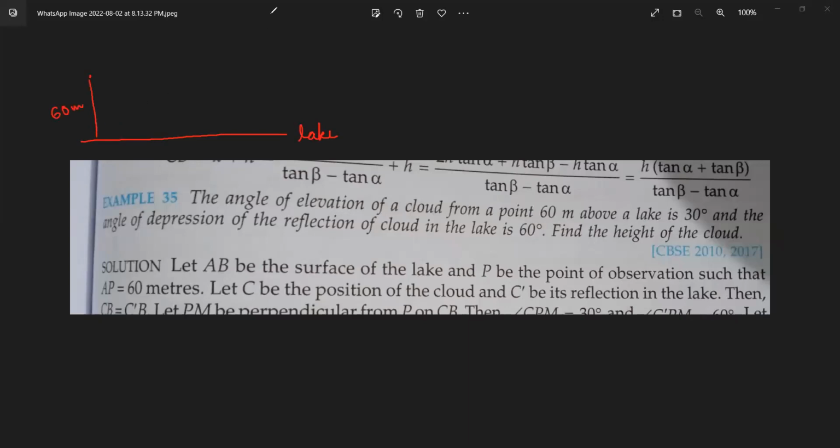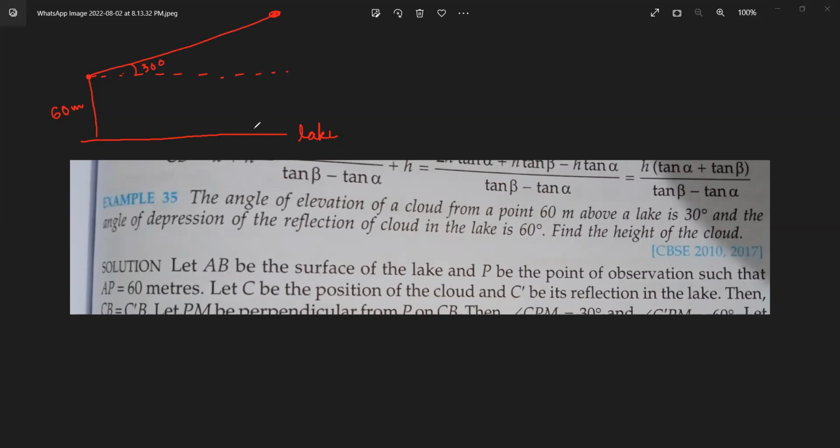And there's a cloud somewhere in the sky. I'm not able to draw it too high, but let's say this is the cloud. Correct? And the angle of elevation from a point 60 meter above a lake is 30 degree. So from here you are observing. First of all, you will draw the horizontal level. So this is your horizontal level. And from here, the angle of elevation is how much? 30 degree.